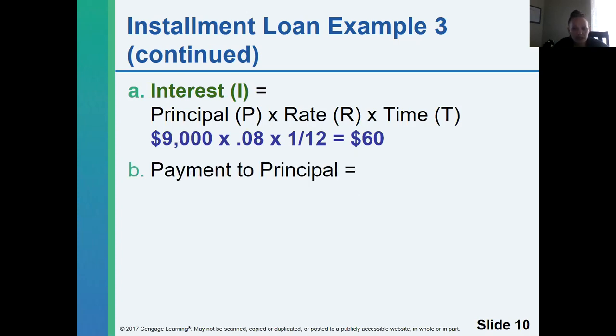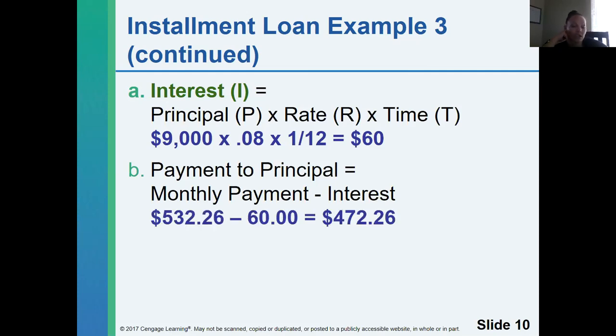So her payment to principal then, how much of her $532 is actually going towards the loan? Well, you take your monthly payment and subtract the interest. So she paid the bank $532.26. The bank kept $60. That was their interest. And so she paid $472.26 towards her loan.